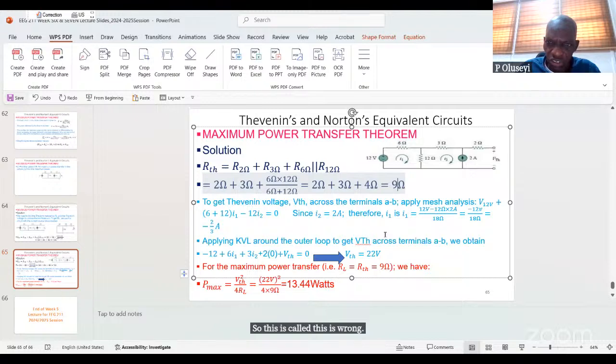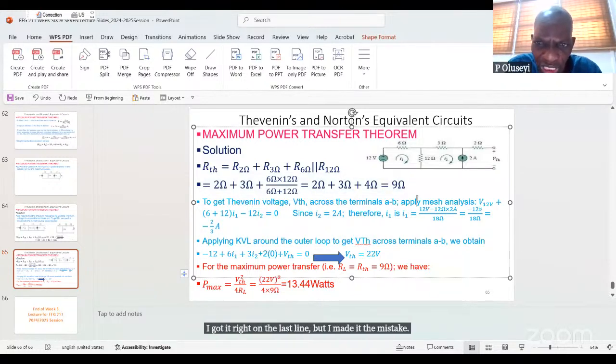I got it right on the next line, but I made that mistake here. So it's supposed to be 9 ohms, and that means your RL equals RTH, which is 9 ohms.